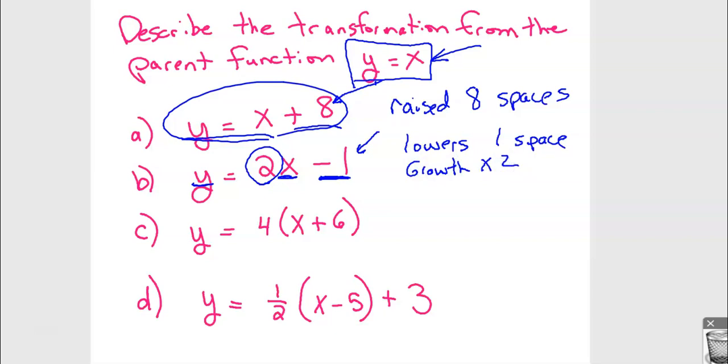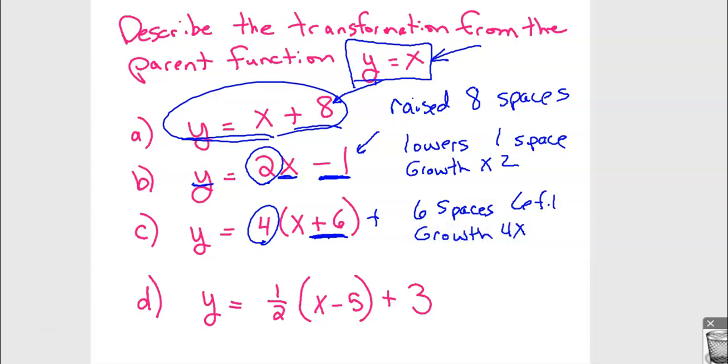Now, the number on the inside, we haven't mentioned this yet, but if we have a number on the inside of the parenthesis, it actually shifts it to the left or to the right. It's always the opposite direction. So here, because you don't have a number out here, like if I had a number out here, then that would be raising it up or down. The number on the inside is going to take it to the left or to the right, and it's always the opposite direction. So because that's a positive 6, we're actually going to take it 6 spaces to the left. So 6 spaces left. And notice the number on the outside means it's growing 4 times quicker.